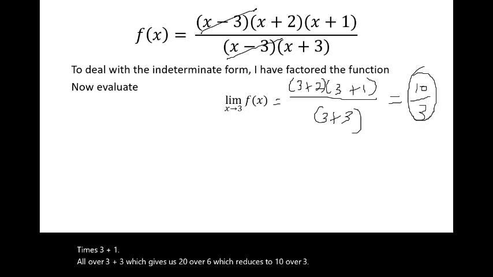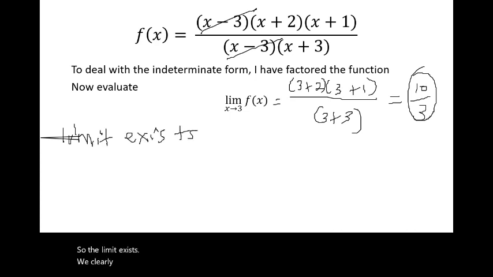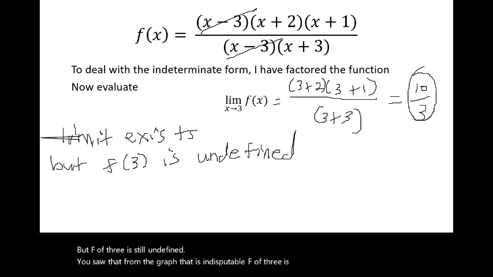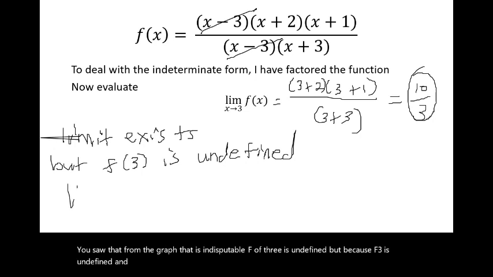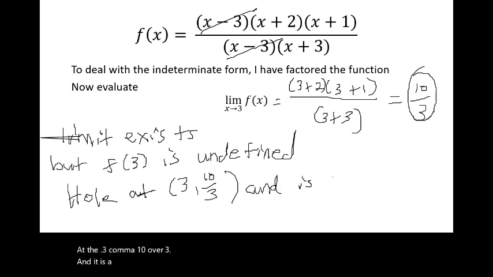So the limit exists. We clearly got a real number for the limit. But f of 3 is still undefined. You saw that from the graph. That is indisputable. f of 3 is undefined. But because f of 3 is undefined and the limit exists, that means there is a hole at the point (3, 10 over 3), and it is a removable discontinuity.